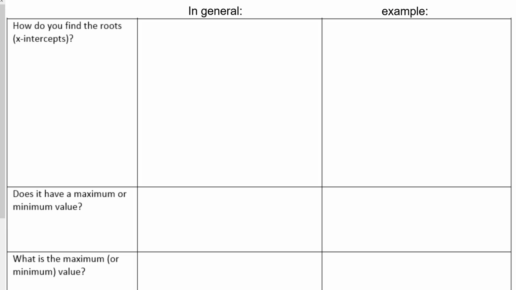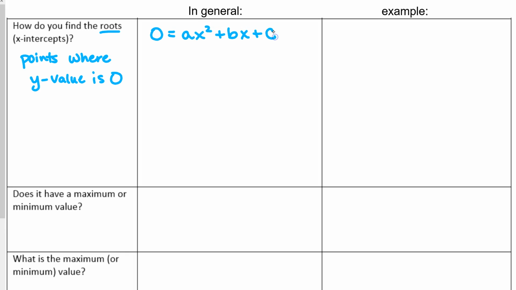How do you find the roots, otherwise known as x-intercepts? And I'll get a little bit more specific about that vocabulary as we go into this unit, but for today, let's just casually assume that roots means x-intercepts. So x-intercepts are points where the y value is 0. These are points on the x-axis. So what you need to do is put 0 into your function where the f of x is. So you would have 0 equals ax squared plus bx plus c, and then you would solve for x.